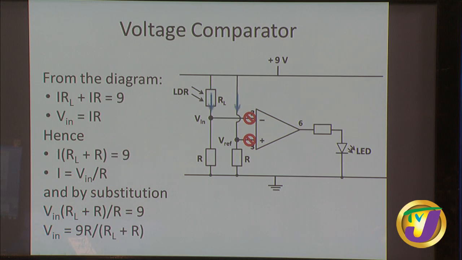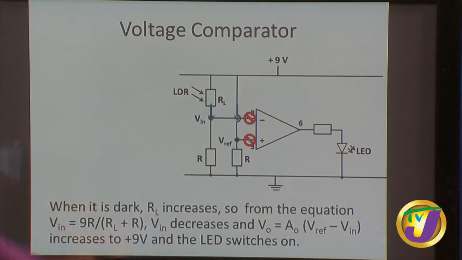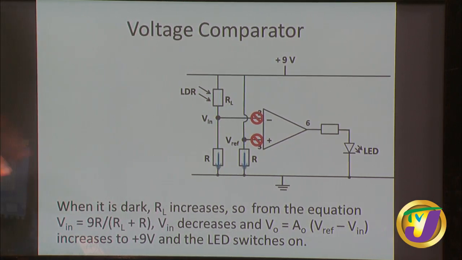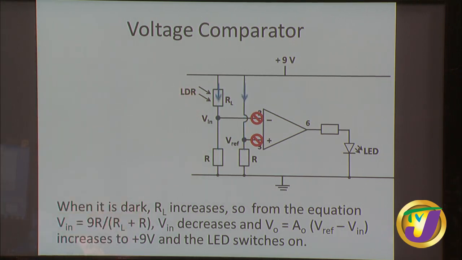Now, what will happen is that when it is dark, we have this equation here. We have that V in is equal to 9R over RL plus R. RL is the light dependent resistor. And we know that delta V would be equal to V ref minus V in.